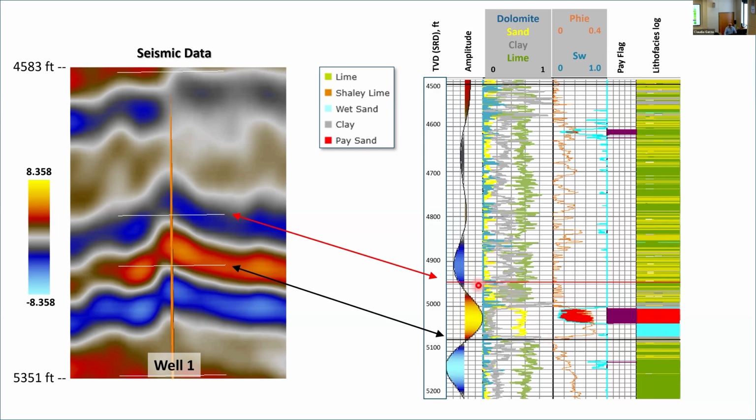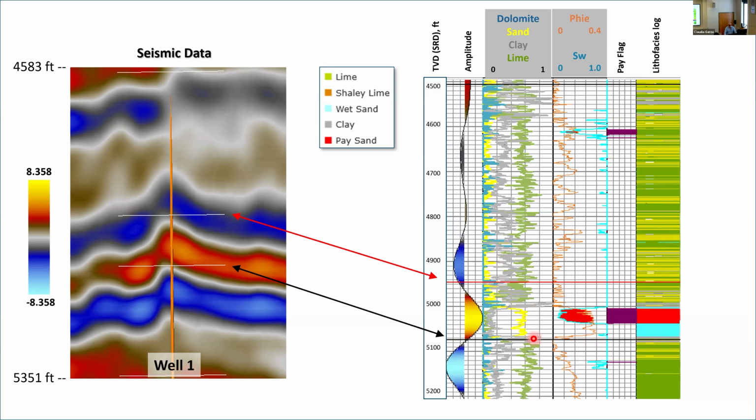We have here in blue dolomite, in yellow we have sand, we have clay in gray, and lime in green. Here we have the fluids, we have porosity and water saturation. Here I put this crossover, indicating the best part of the reservoir. We have here a wet leg of the reservoir.